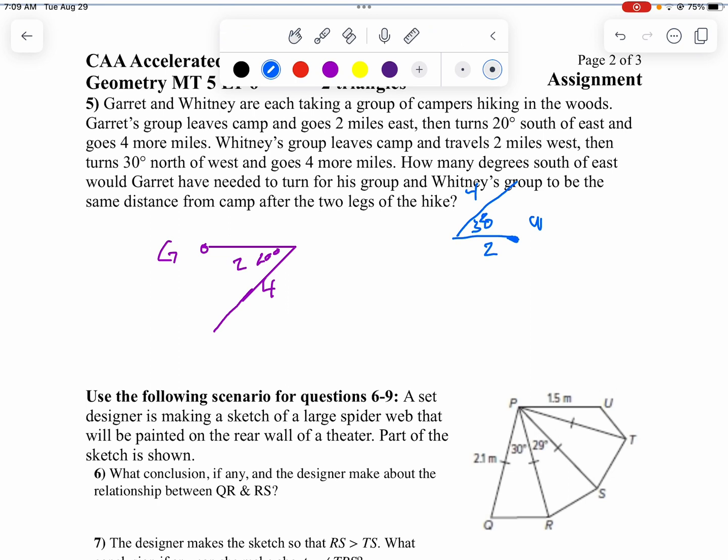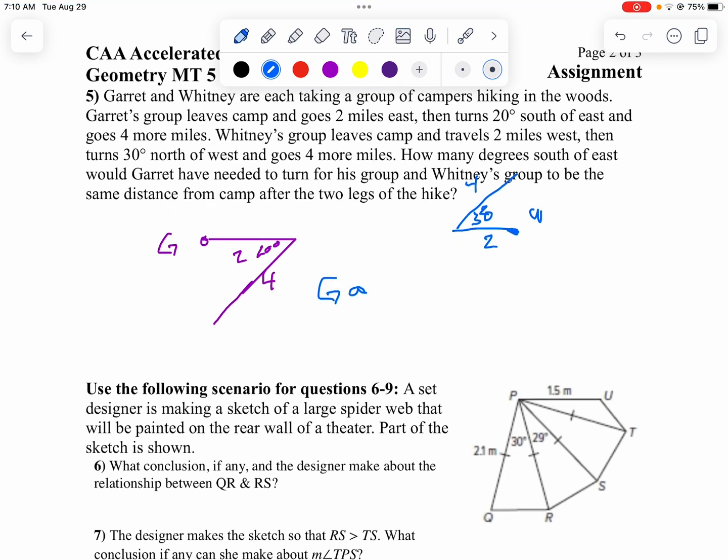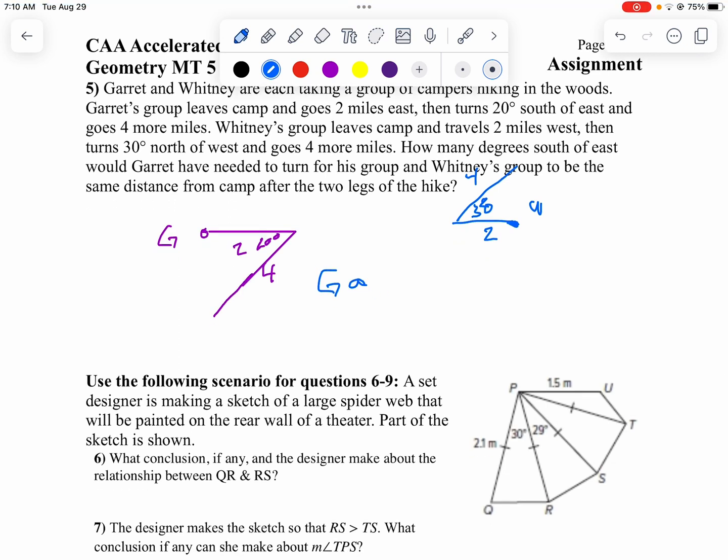Because we can see by the converse of the hinge theorem, from where Garrett starts to where Garrett ends, he's closer than Whitney. Garrett would have to turn 10 more degrees, or a total of 30 degrees. So if we answer how many degrees south of east, I would say he has to turn 30 degrees instead of 20 degrees.